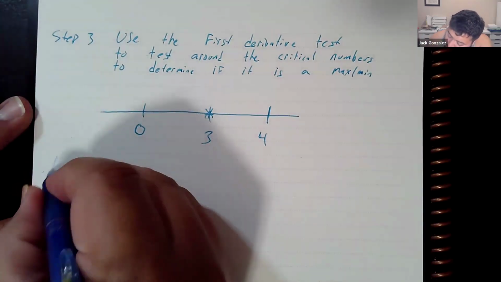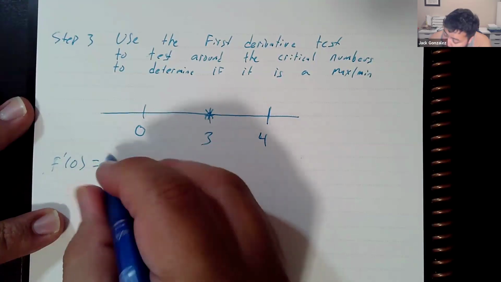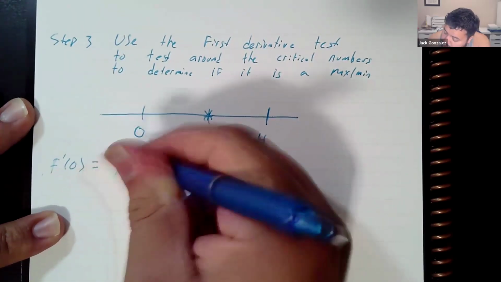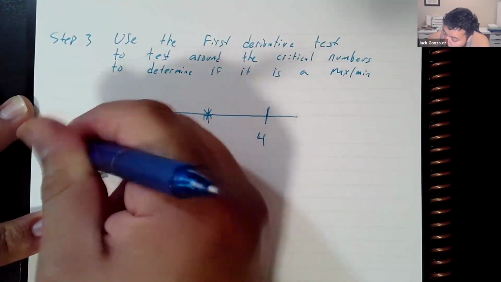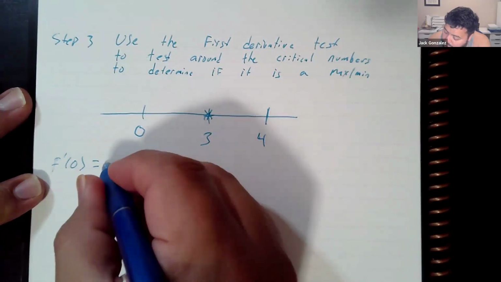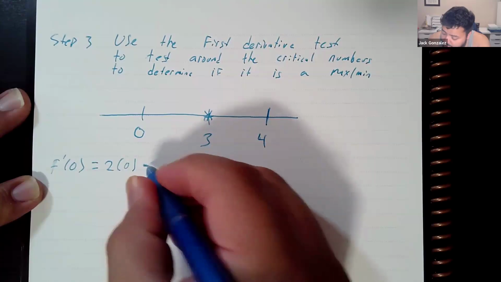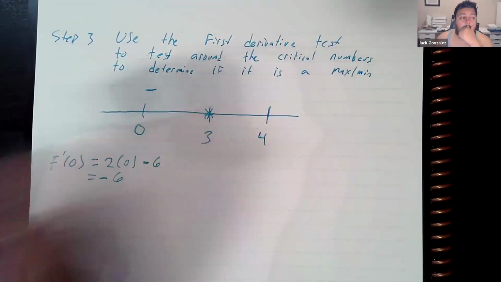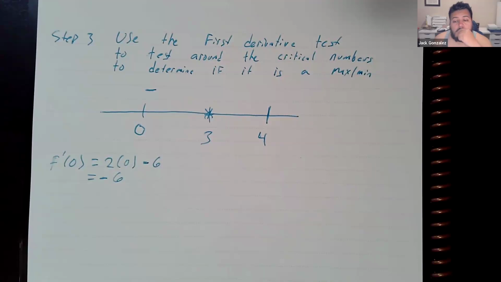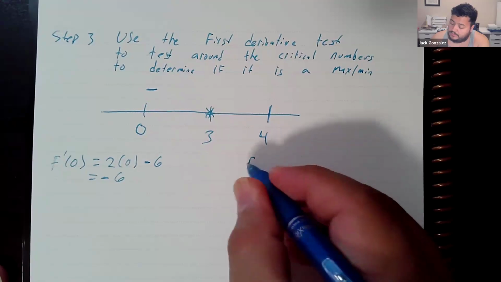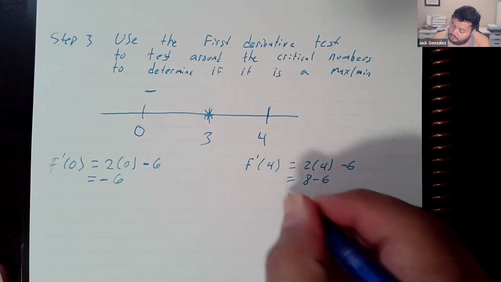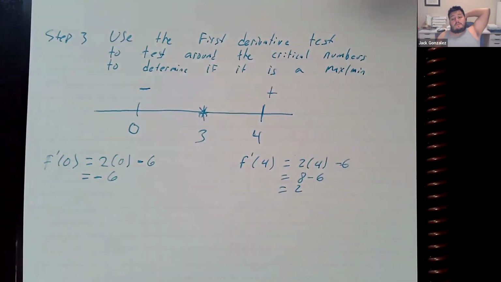So f prime was 2x minus 6. 2 times 0 minus 6, which will be negative 6. So we are negative over here. Now check the sign at 4. We are positive over there. So that's how you use a first derivative test. You just check before and after. That's it.